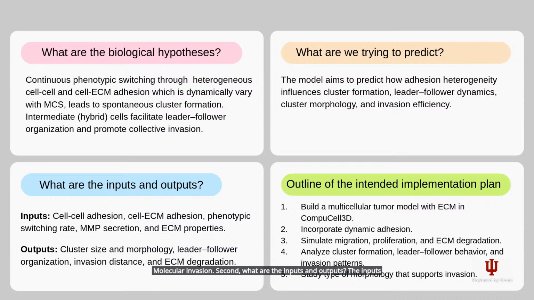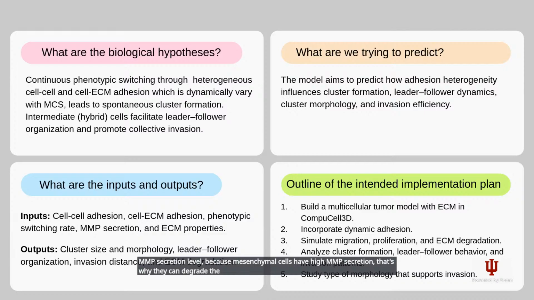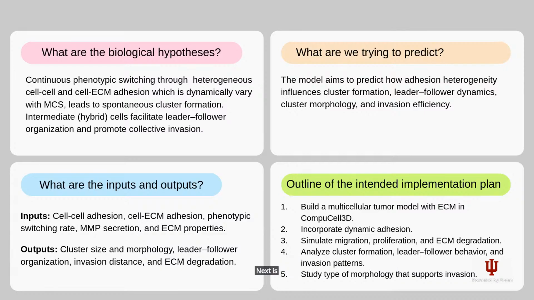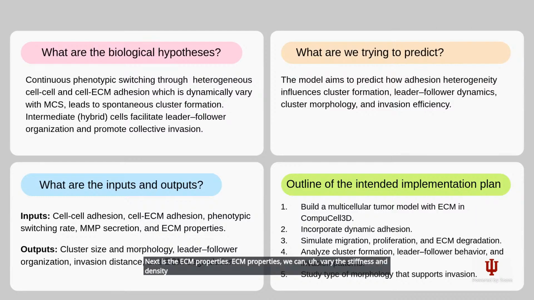Second, what are the inputs and outputs? The inputs will be, of course, cell-cell adhesion, cell-ECM adhesion, phenotypic switching between cells of various types, and MMP secretion level, because mesenchymal cells have high MMP secretion. That's why they can degrade the ECM. Next is the ECM properties. We can vary the stiffness and density of the ECM to obstruct the extent of invasion. The output will be the cluster formation and morphology, leader-follower dynamics, invasive distance, invasive front, and extent of ECM degradation.